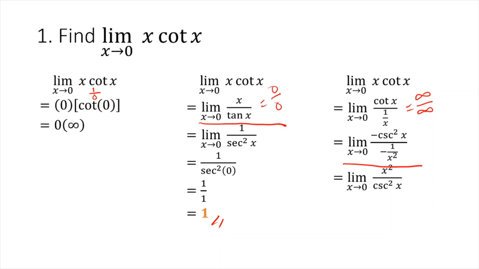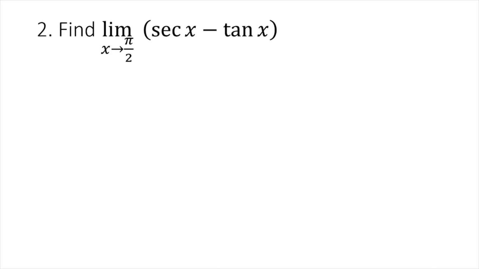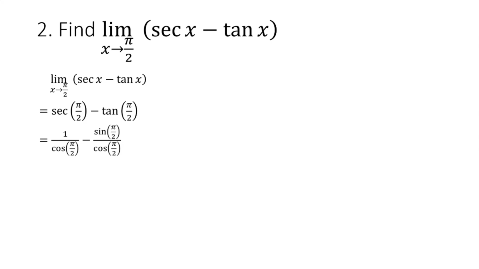Next problem. We have here find the limit of the quantity secant x minus tangent of x as x approaches pi over 2. So let's try direct substitution. We have here secant of pi over 2 minus tangent of pi over 2. We can use identities so that we can easily identify the values. Secant is 1 over cosine, and then tangent is the ratio between sine and cosine, right?